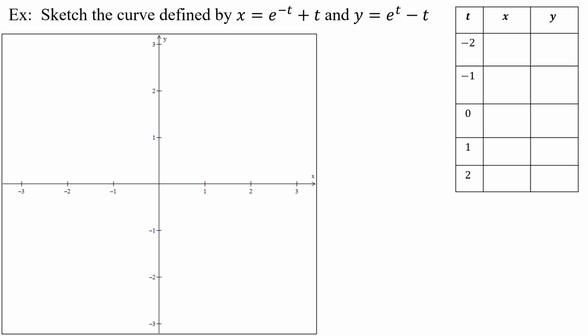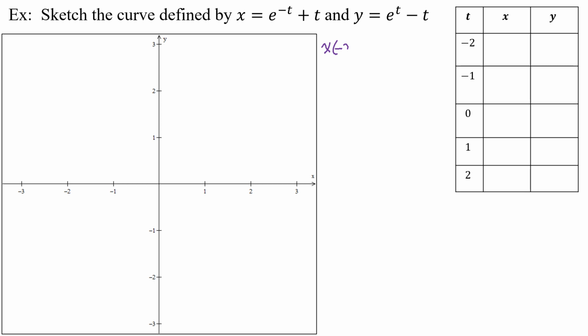Okay, let's do one with values that don't come out nice. So here we're going to sketch e to the negative t plus t as my x, and e to the positive t minus t as my y. These values you'll have to have a calculator for to come up with the decimal approximations, and we will need decimals if we're going to graph them, unless you know what things like t squared minus 2 is. But anyway, so we're going to start with the x's.